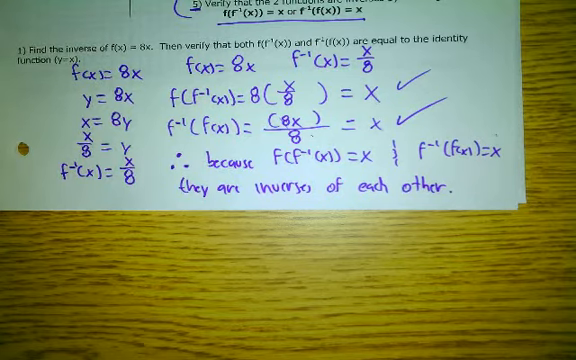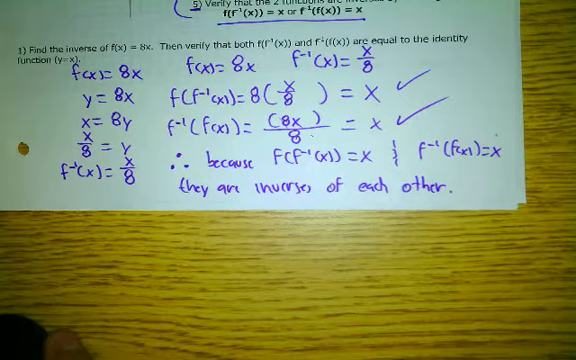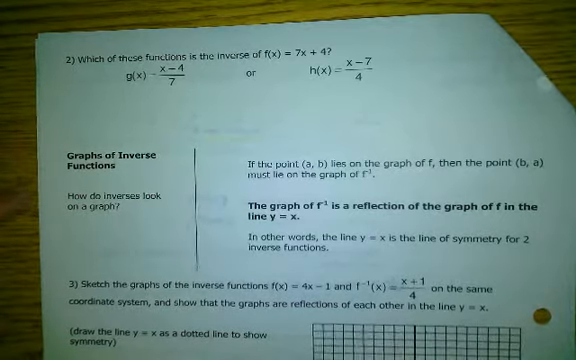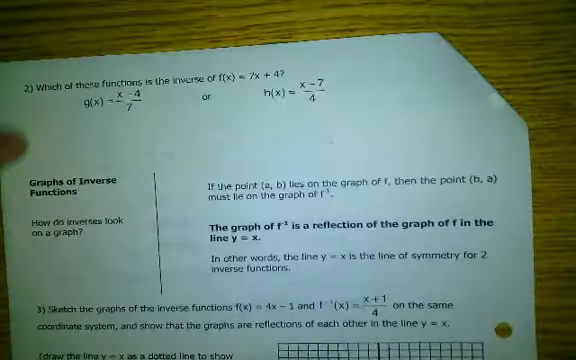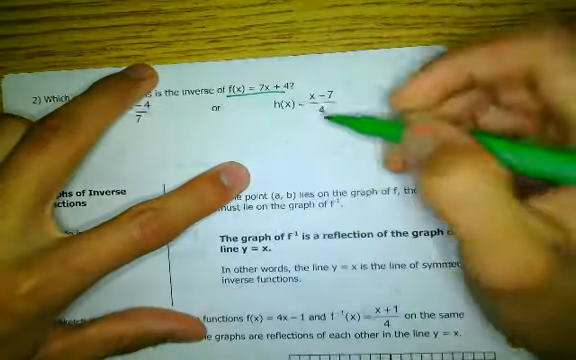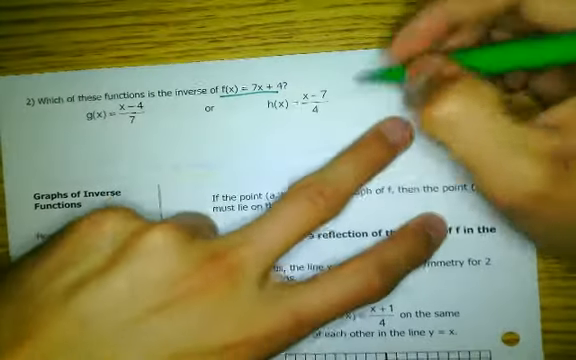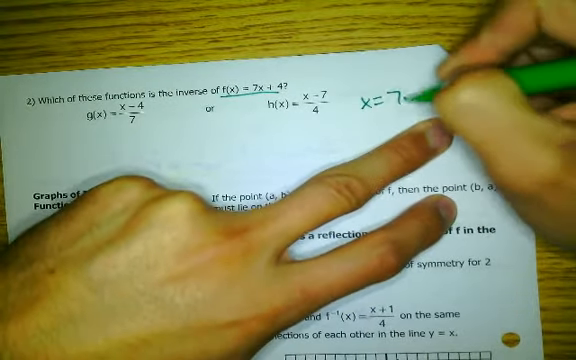Cool? It says, which of the following functions is the inverse of f of x equals 7x plus 4? Well, if you follow the steps on the previous page, first I'm going to take this function and switch the x and the y and solve for it, right? So I'm going to say x equals 7y plus 4. Agreed? And that becomes x minus 4 equals 7y, which means y equals x minus 4 over 7, right? We can tell right away that this is the inverse function, correct?